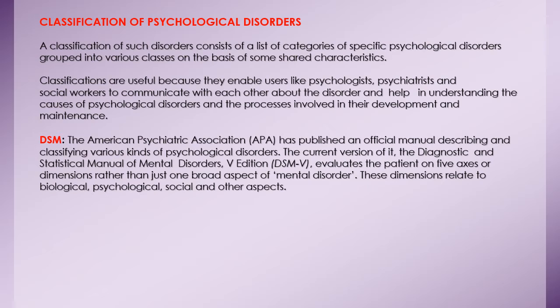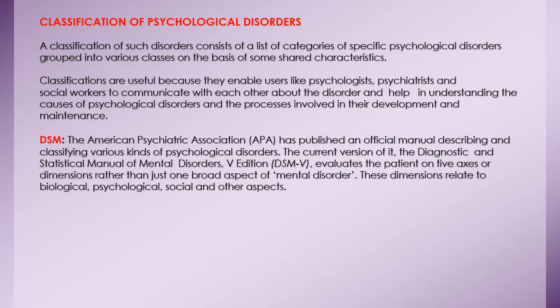Such classification is very common. There are two classifications used worldwide, and the first one is known as DSM in short. This DSM was published by the American Psychiatric Association, that is APA, as an official manual which describes and classifies various kinds of psychological disorders. The current version of it, the Diagnostic and Statistical Manual of Mental Disorders, is the fifth edition.